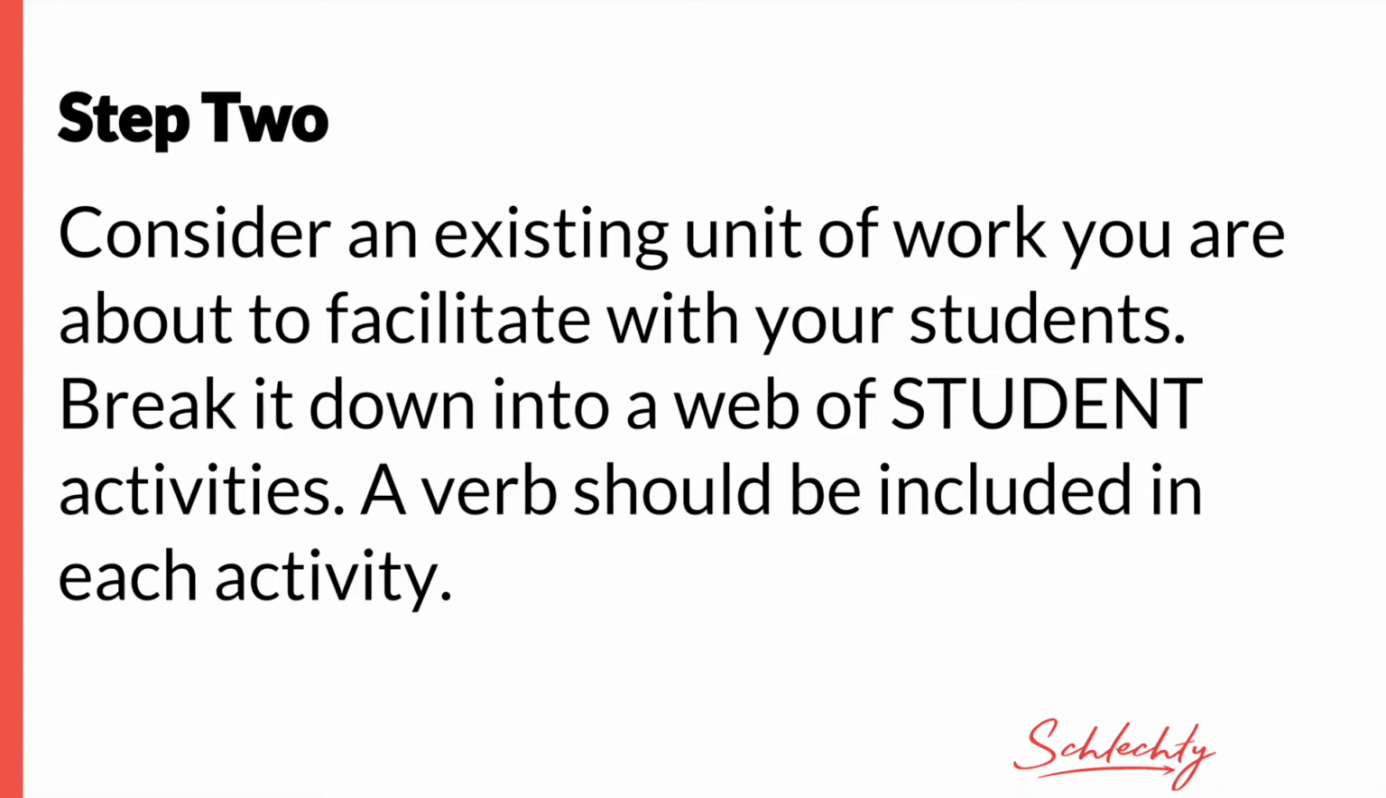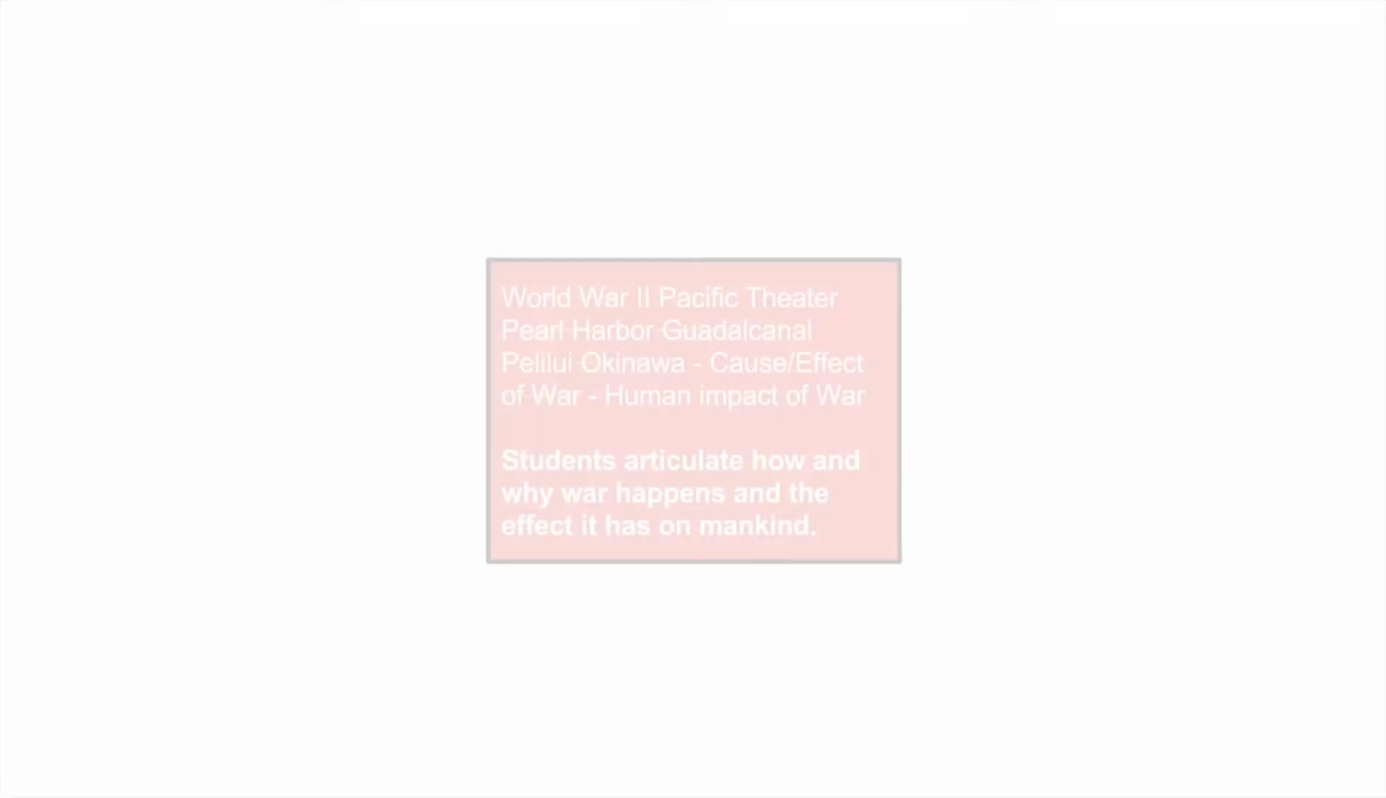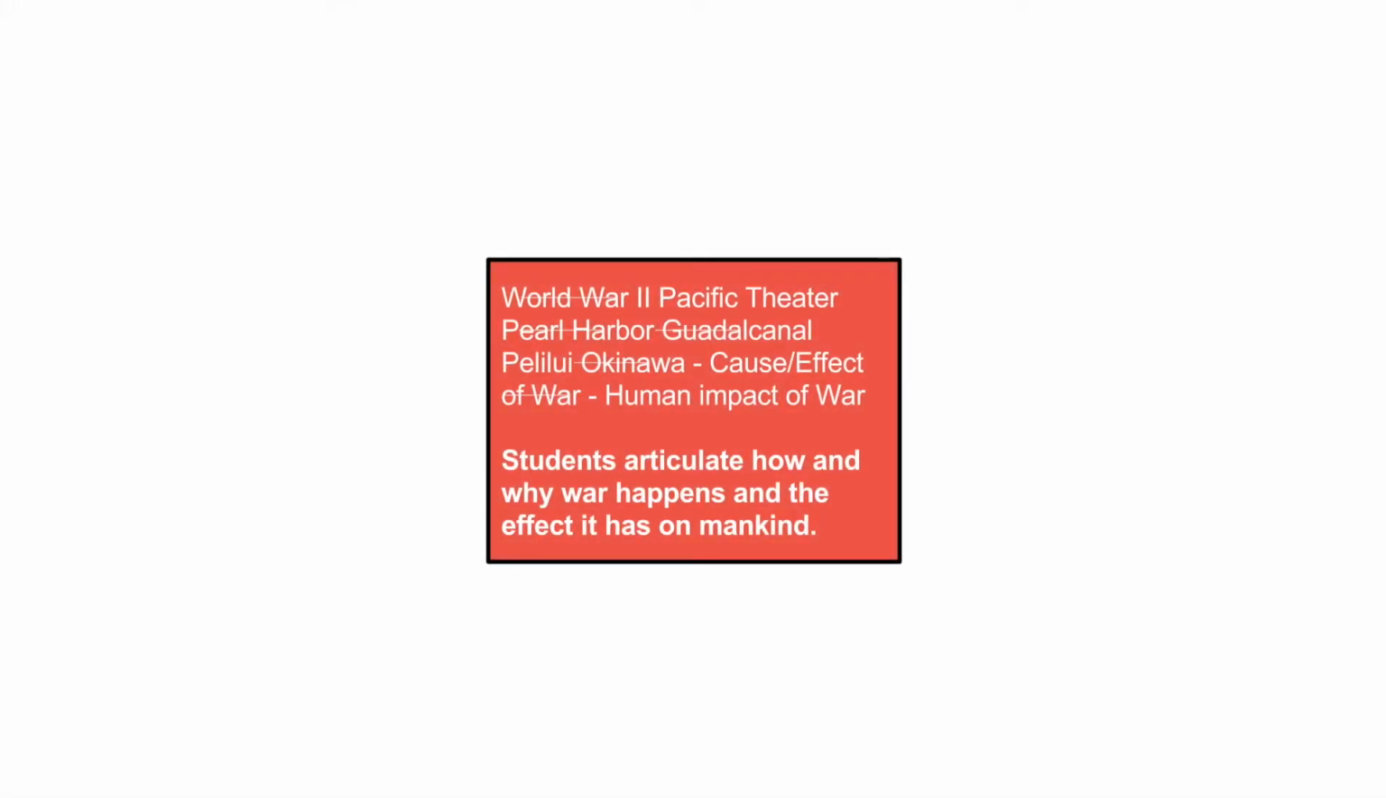Break the unit down into a web of student activities. Each activity should start with a verb. This process is called webbing because when done with a graphic organizer, the final product looks like a web. This sample unit is on World War II in the Pacific Theater. Students will look at 4 specific battles that define this theater. They will address the human impact of war. The overall picture of success is, my students will articulate how and why war happens and the effect it has on mankind.